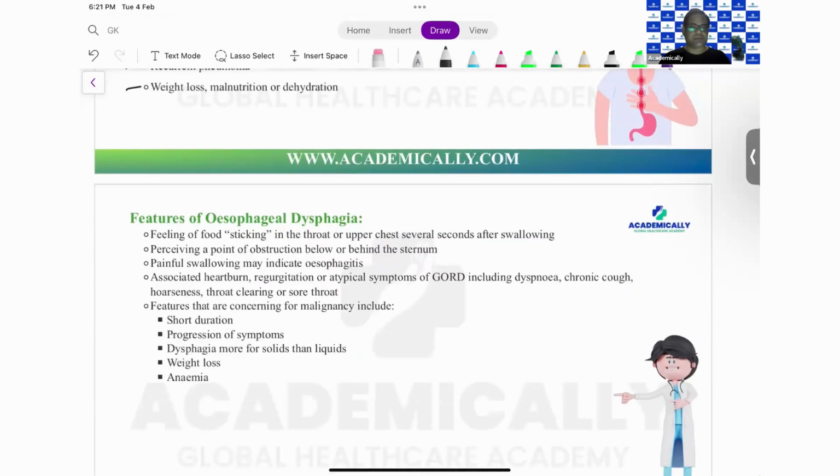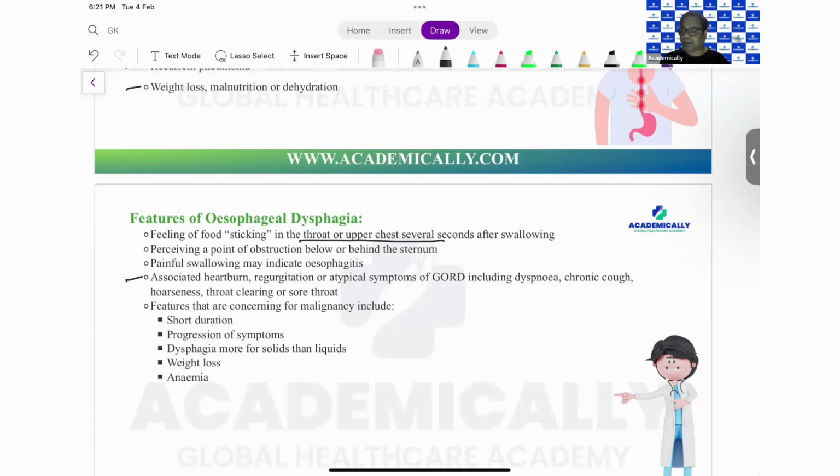Whereas the features of esophageal dysphagia will be food sticking in the throat or upper chest, okay? Several seconds after swallowing, not immediately on swallowing, after swallowing, all right? And somewhere below or behind the sternum, the food will get stuck. There might be heartburn, there might be other things, okay?